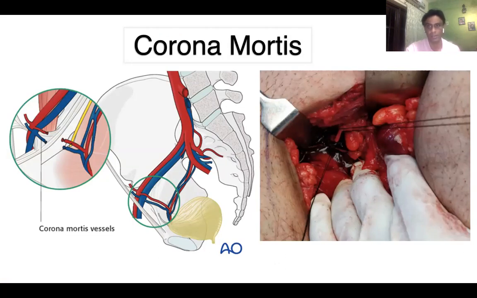So to conclude, sound knowledge of the osseous and the neuromuscular anatomy is important to treat these pelvic injuries safely and in a sound manner.